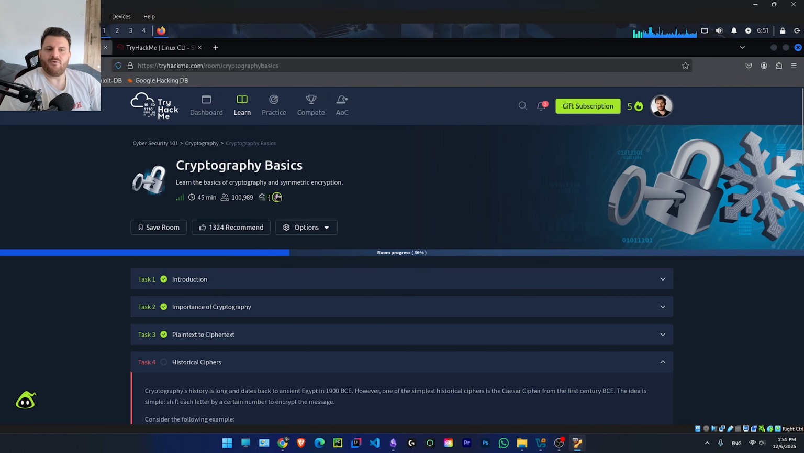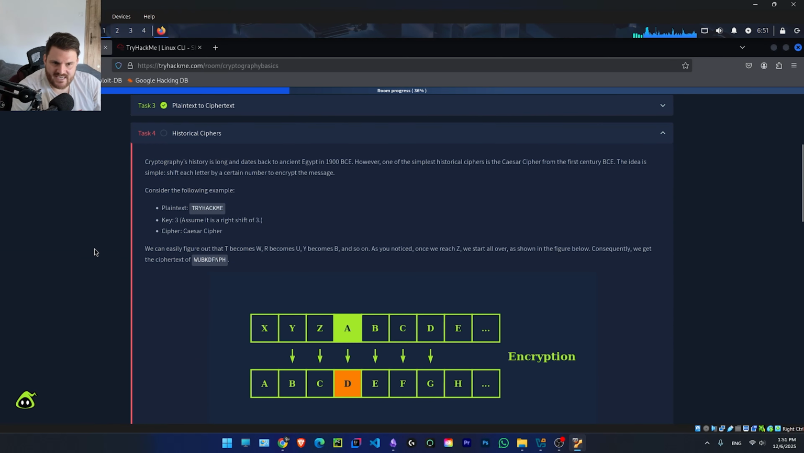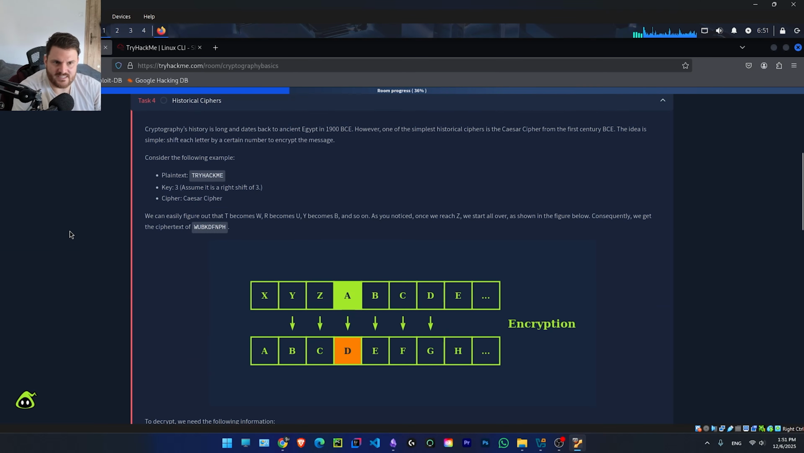We are inside the cryptography basics room and we are at task number 4, historical ciphers. Cryptography's history is long and dates back to ancient Egypt in 1900 before Common Era. However, one of the simplest historical ciphers is the Caesar cipher from the 1st century before Common Era. The idea is simple: shift each letter by a certain number of places to encrypt the message.